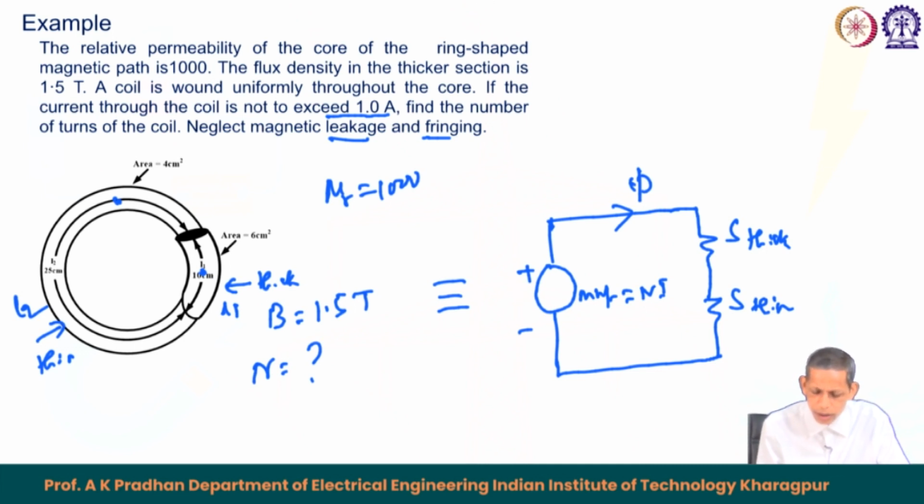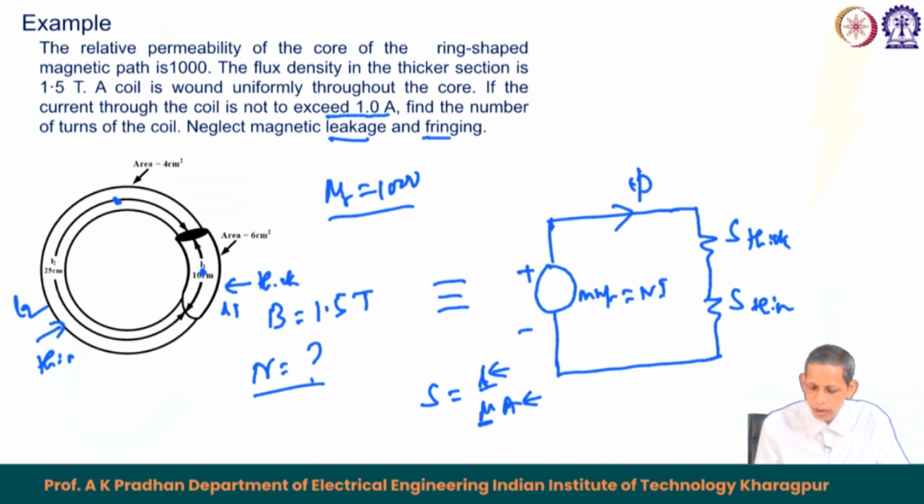Now, in this case the question asks for the number of turns to be found for the given limitation of the current. The mu r value is given, so based on the corresponding reluctance, because dimension and mu r value are given, S equals L upon mu A. A is available, L is available, and mu r is also available.